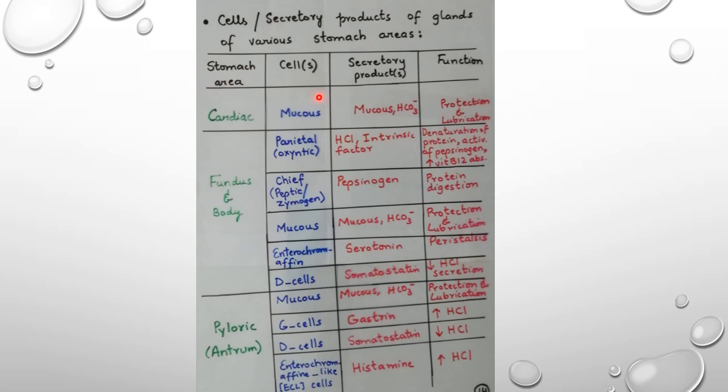So this table is showing the cells and their secretory products and their associated functions in different areas of the stomach. For example, this part is the first part of the stomach, or the upper portion of the stomach, which is called the cardiac part of the stomach. The cells found in this part are mucus cells, and their secretory products are mucus and bicarbonate, and their main function is protection and lubrication.